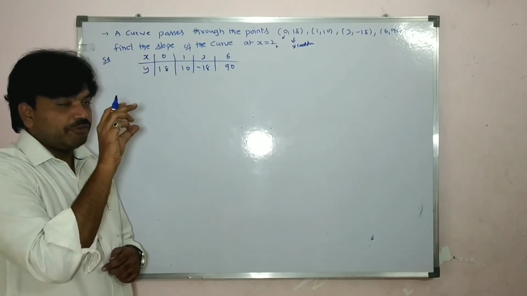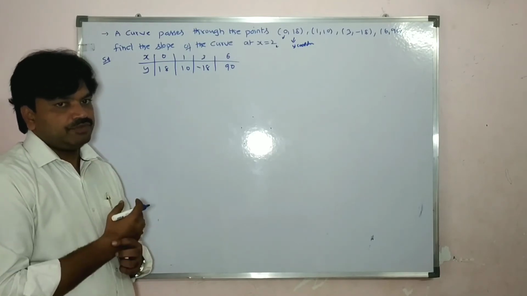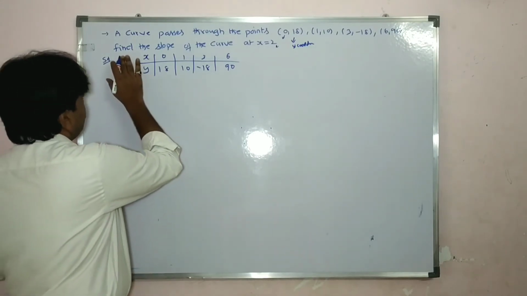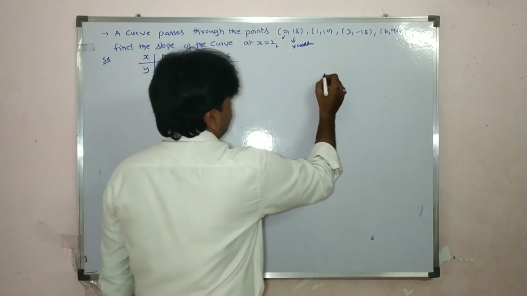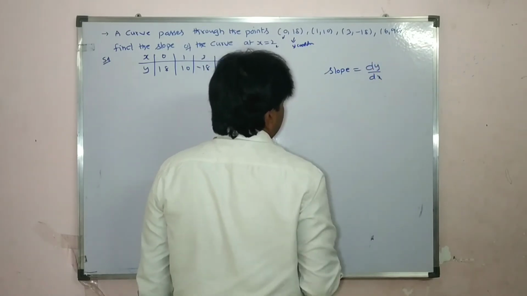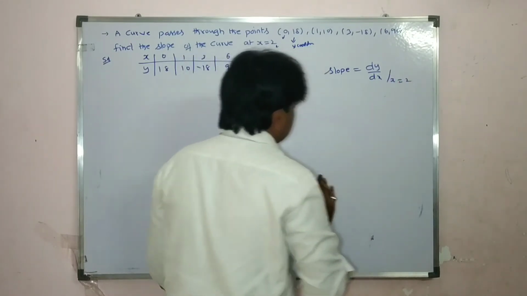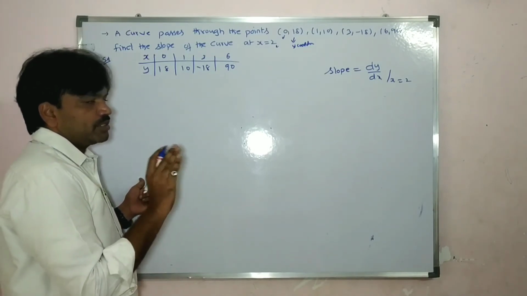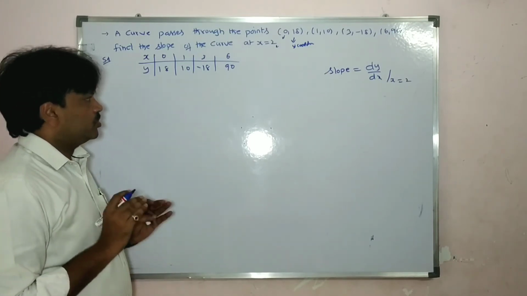It doesn't give any particular x value to find, students. That means we get a solution in terms of a polynomial in x. Then, find the slope of the curve. What is slope here? dy by dx, at x is equal to 2. That means you get a polynomial y, differentiate with respect to x and substitute x is equal to 2. This is the procedure, students.